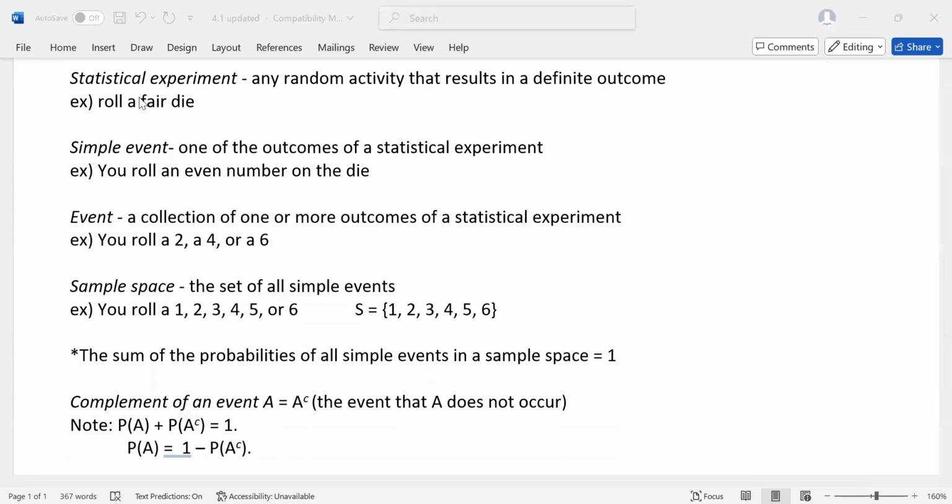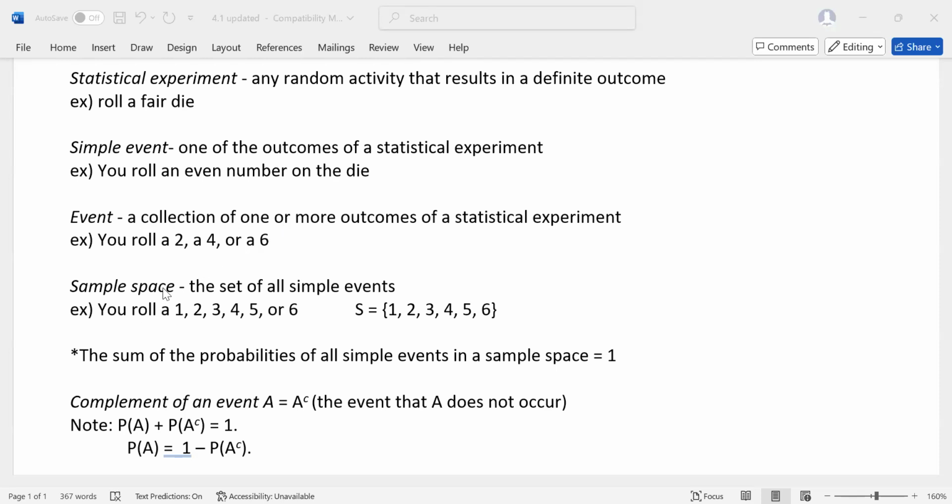A statistical experiment is any random activity that results in a definite outcome, like rolling a fair die. A simple event is one of the outcomes of a statistical experiment. So for example, staying with dice, which I'm doing for this entire explanation here, you roll an even number on the die. An event is a collection of one or more outcomes of a statistical experiment. So for example, you roll either a 2, a 4, or a 6.